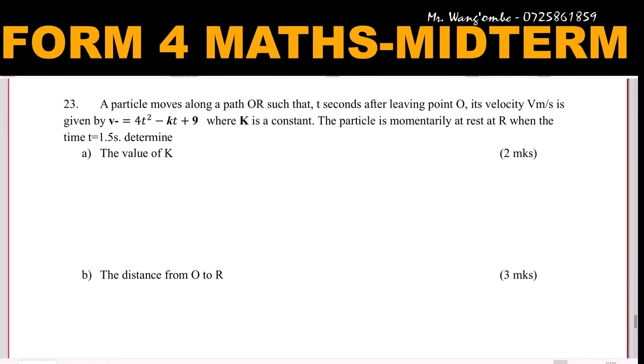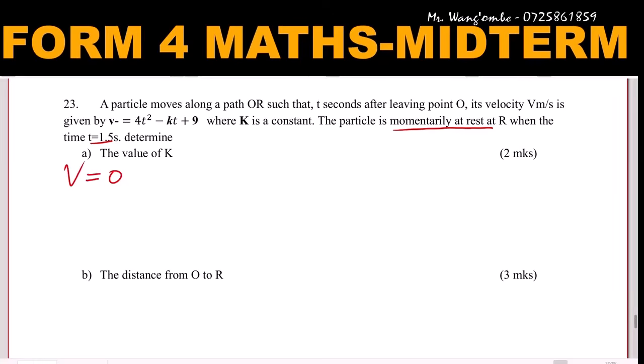How do you get the value of k and what is going to help us? What is going to help us here is the information that the particle is momentarily at rest at R when the time is 1.5 seconds. So what do you know in terms of velocity when a body is at rest? When a body is at rest, like in this case, velocity at that point is equal to 0.